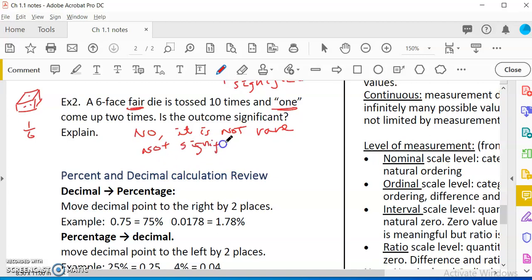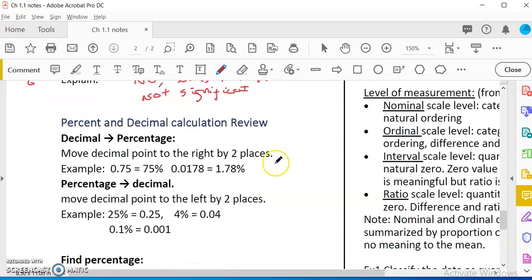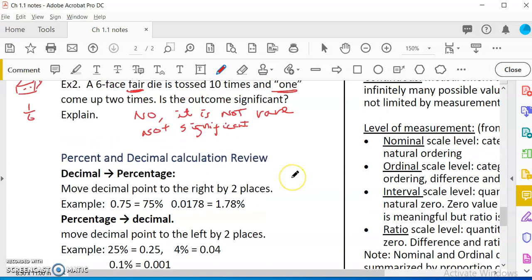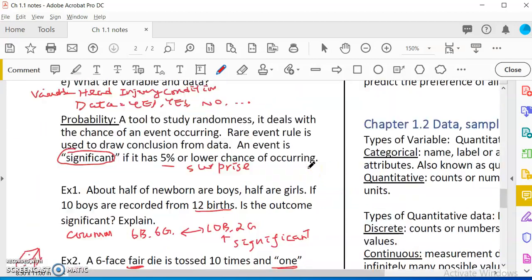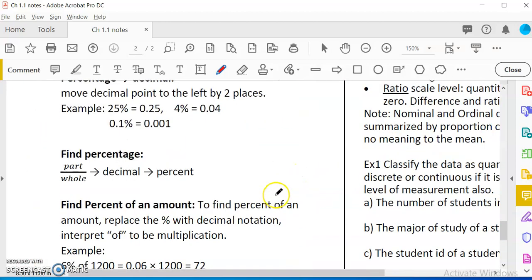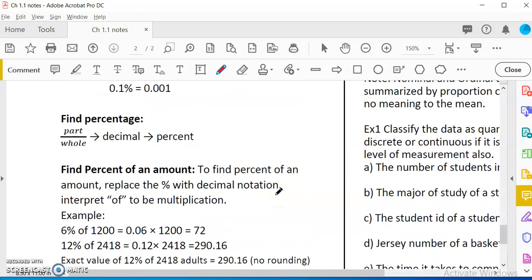So in statistics, if a statistician talks about significant, you know that must be very surprising. Okay, so the last things that we want to talk about are percentage calculation and some percentage review, and also something about sample, what is a good sample. Okay, so that would be part 3.